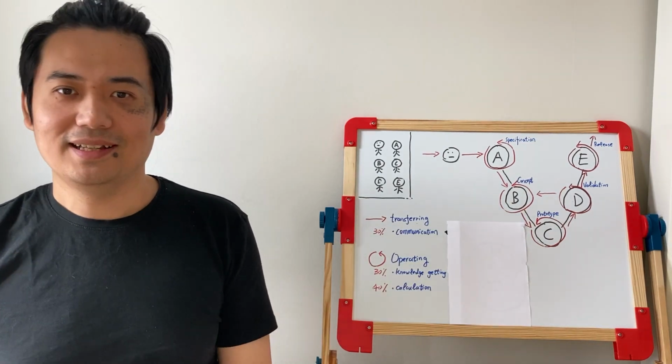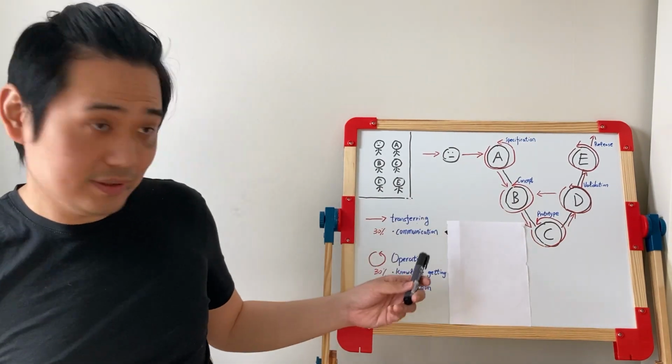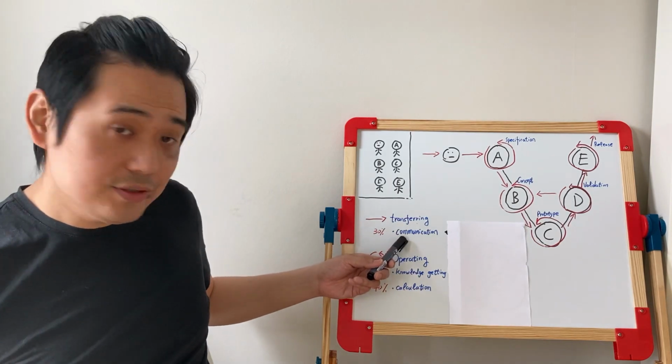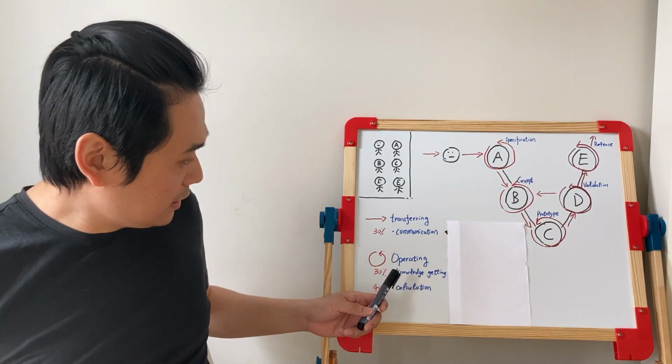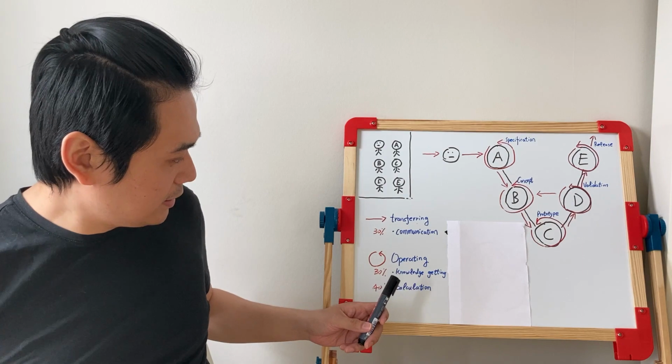So, as I said, here are the problems in R&D: the communication problem, the knowledge-getting problem, and the calculation problem.